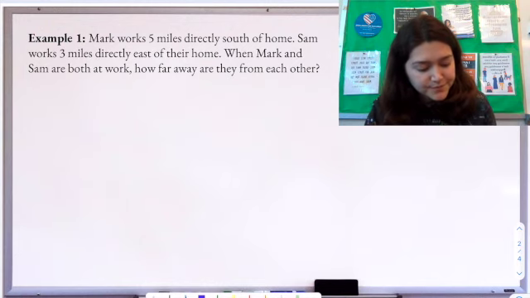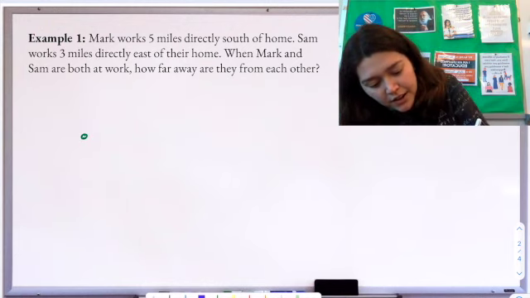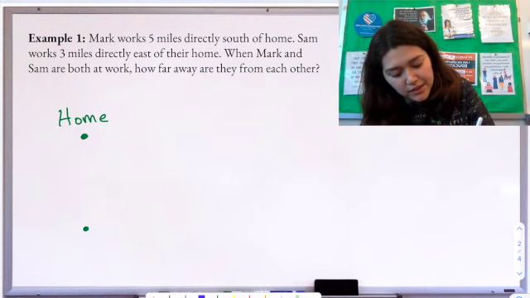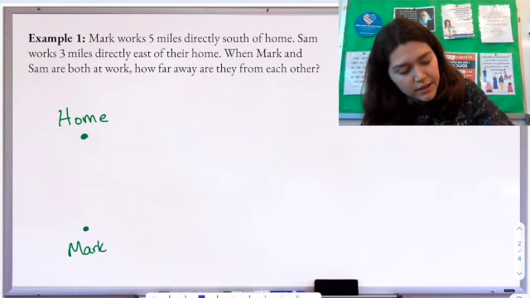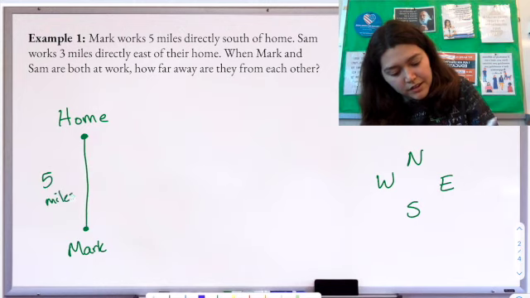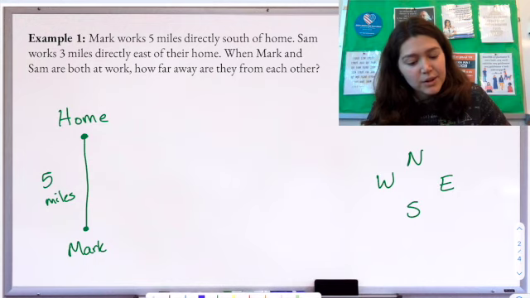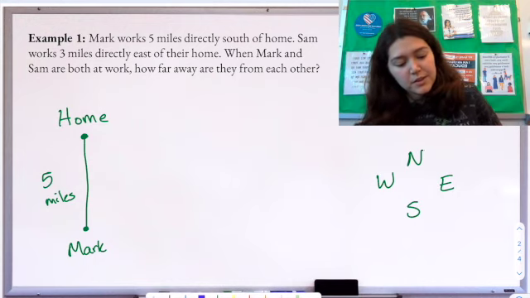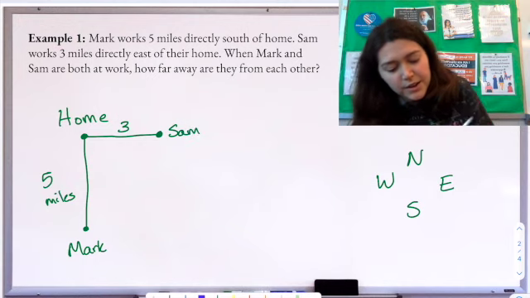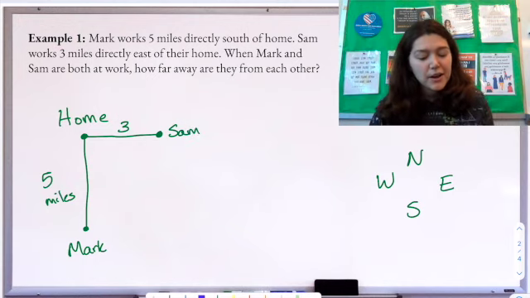So I'm going to draw this out. I have home. And then I have that Mark works 5 miles directly south of home. Okay, so south is this way. This is Mark. And a compass, we have north, south, east, west. So Mark is 5 miles south of home. And then Sam works 3 miles directly east of their home. Okay, east is this way, so 3 miles this way. And this is Sam at work. So when they're both at work, how far away are they from each other?